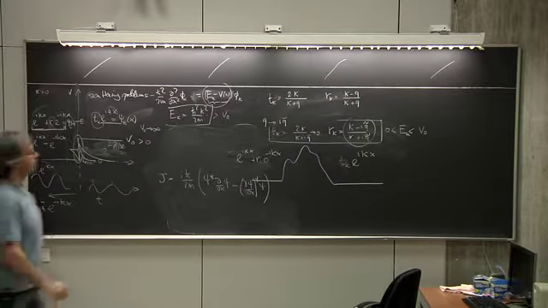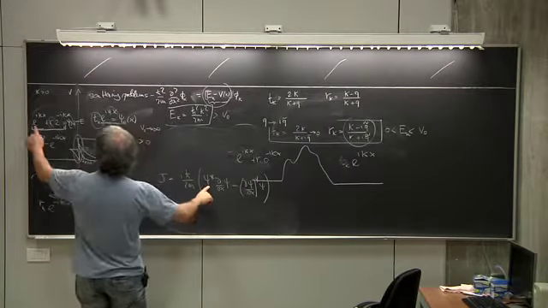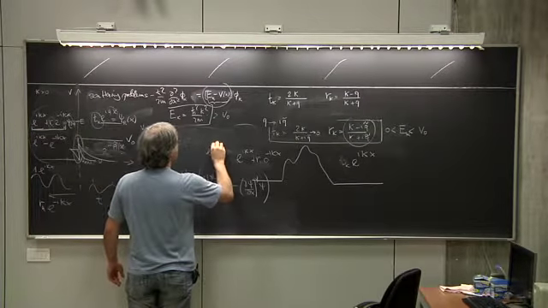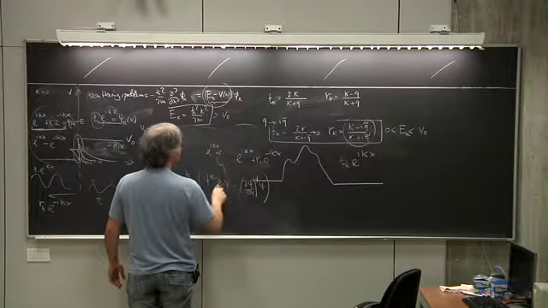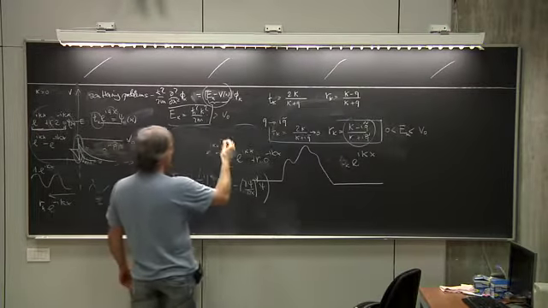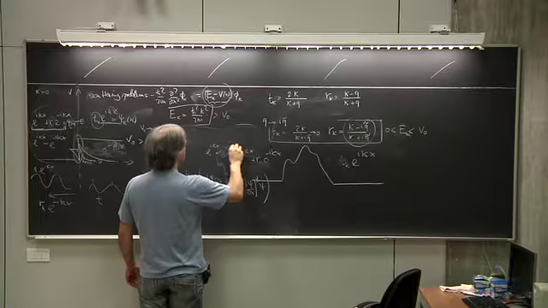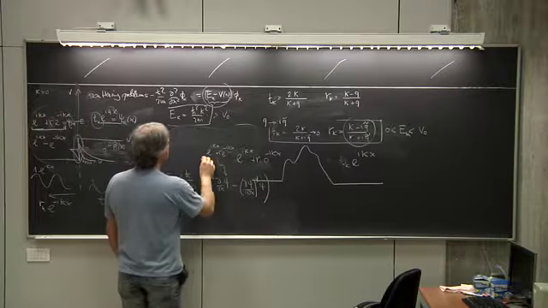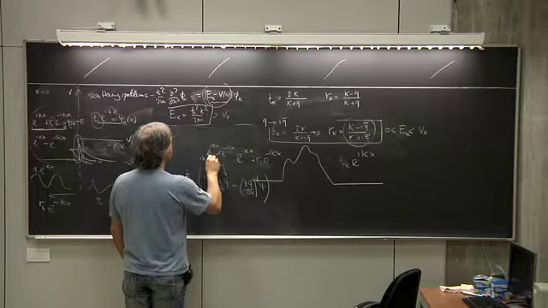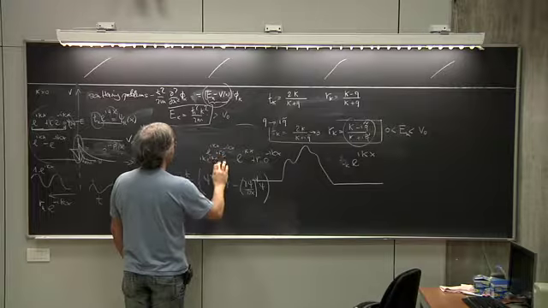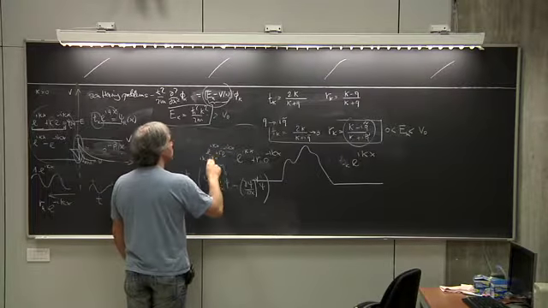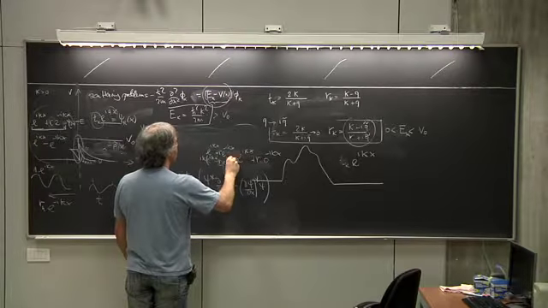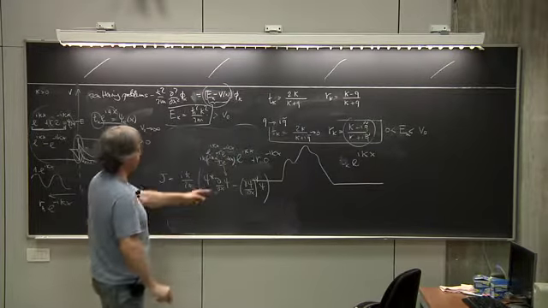So here I should put e to the i k x plus r, let me omit the k in the r, e to the minus i k x. I take the gradient of it. The gradient is i k e to the i k x, and here is minus i k r, so minus i k r e to the minus i k x. So this is the gradient.